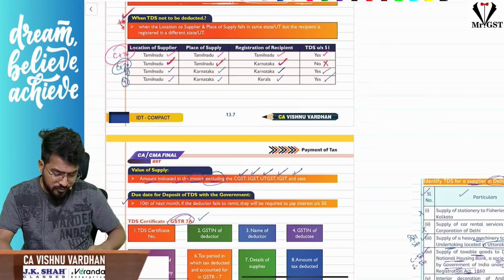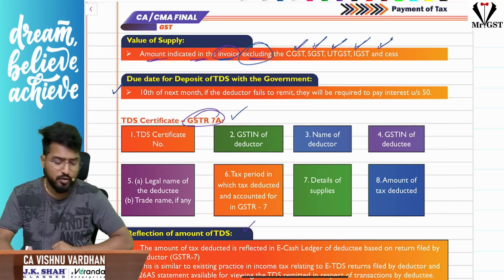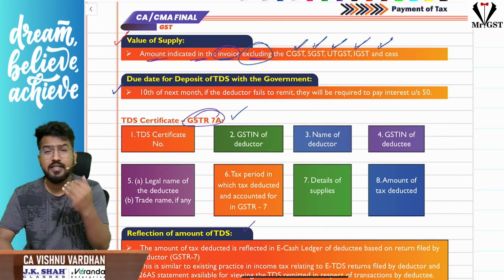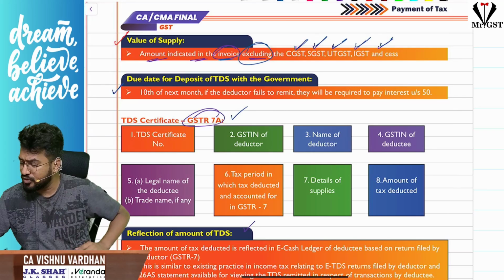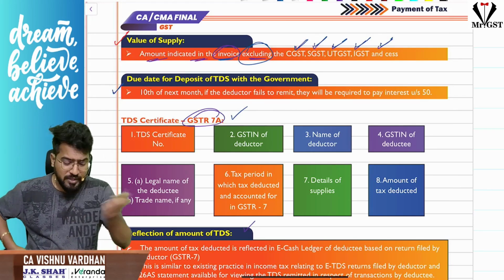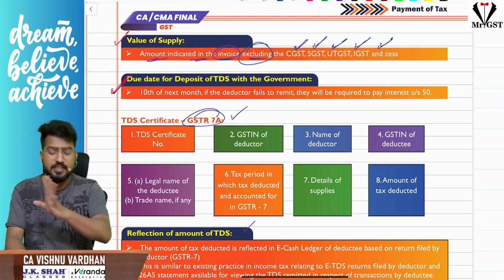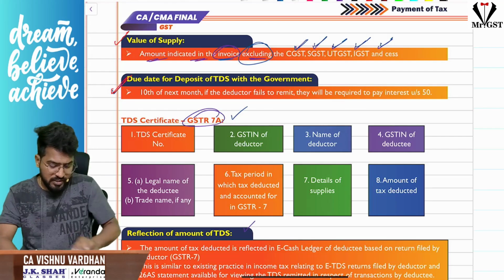Okay, so if you see the TDS provisions, on what amount should I deduct TDS? You should deduct on the value other than GST. Excluding GST, you should deduct the TDS on the value, and whatever has been deducted should be deposited to the GST department by the 10th of the next month by filing a return called GSTR 7. Okay, so these are the details.